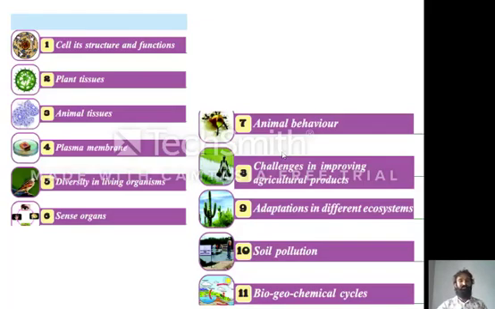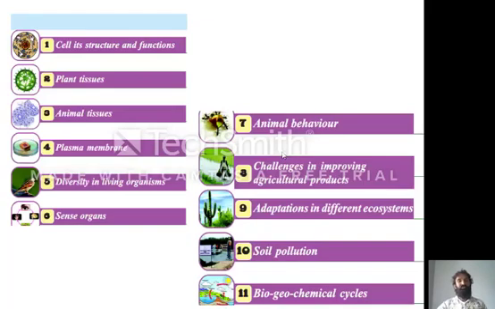Now coming to the fourth chapter, that is plasma membrane. Already you studied the plasma membrane in your previous class. It acts as a semi-permeable membrane, especially present in the plant and animal cell. It has a specific function, which we will discuss in this chapter with the help of different experiments.